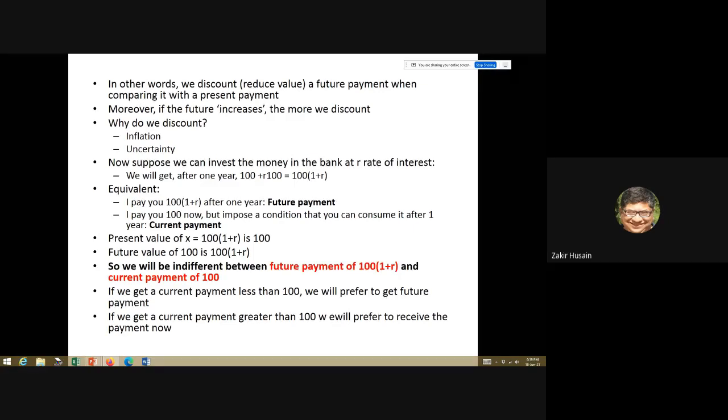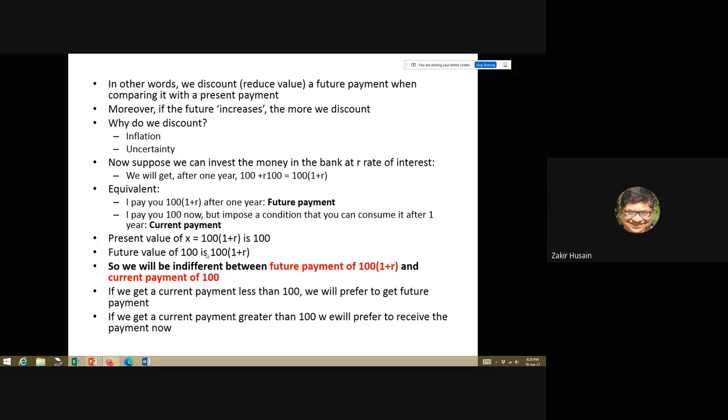Now the reverse of this: suppose you have already made the calculations and you want to make me into a Buridan's ass. So you find out that you say, okay, I can give you 100 rupees now or 100 into 1 plus R. So this future payment is more than 100, but what is the present value? The present equivalent of this is 100. The future value of 100 is 100 into 1 plus R.